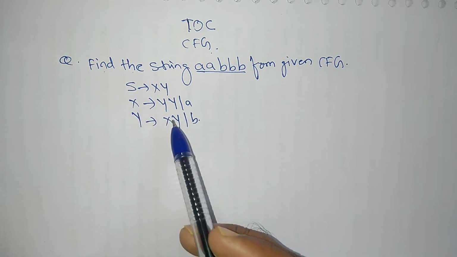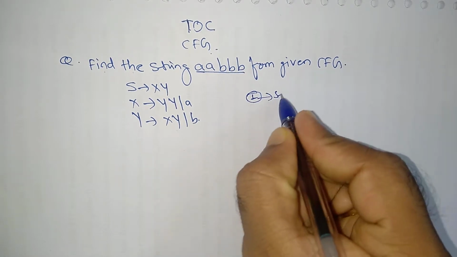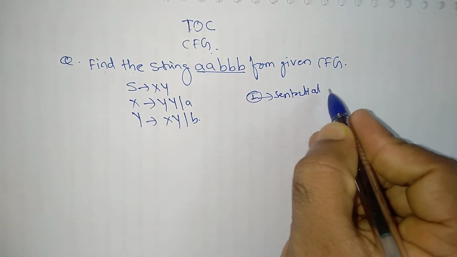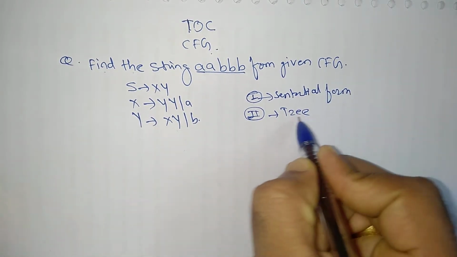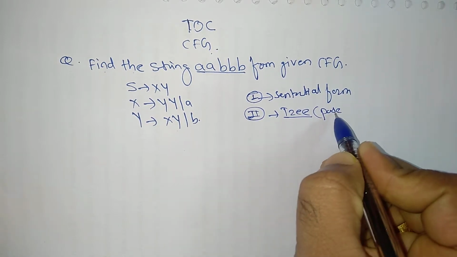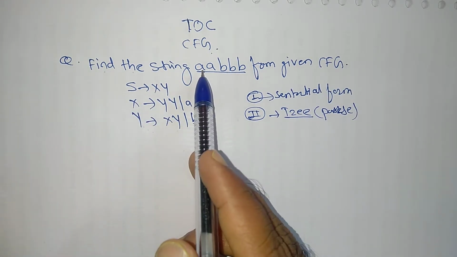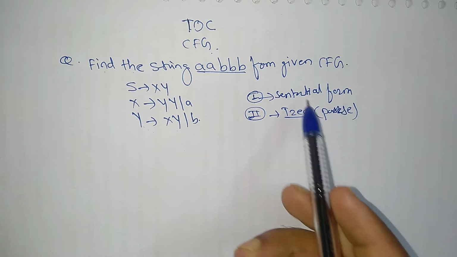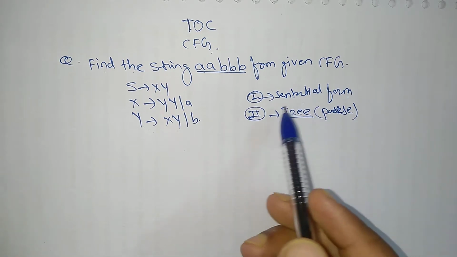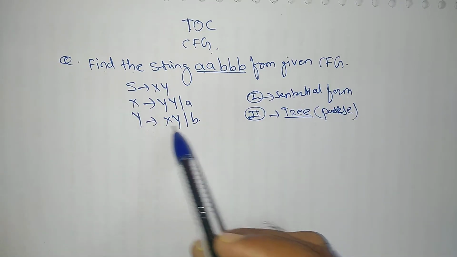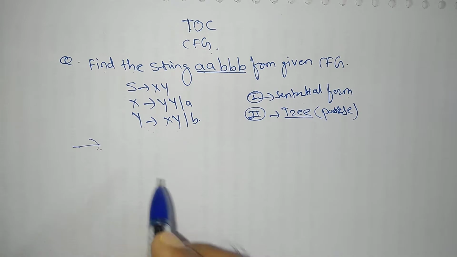from the given grammar. We have two types. The first type is the sentential form. The second is the tree format, the parse tree. So from the given grammar we can derive this string in two different formats, sentential form or parse tree. We'll try to draw the parse tree and see whether we can draw the given grammar for the language AA 3 times B. So let's start for the answer.